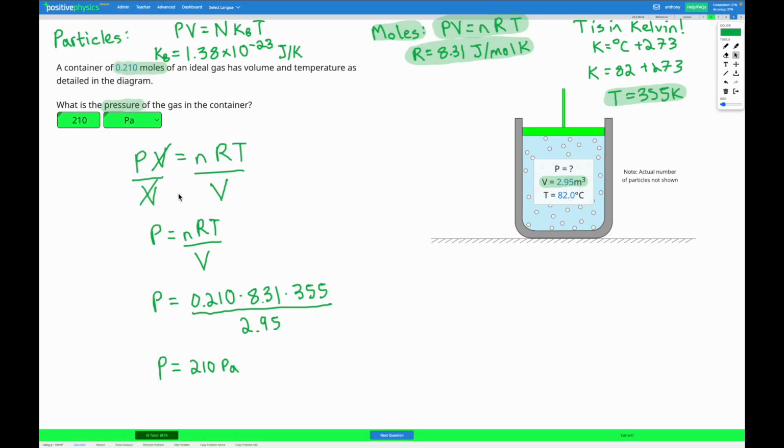So for these questions, your first step is to figure out if the question is about moles or particles. That will help you choose which of these two equations to use. Then that will help you decide which constant you're going to be using, the Boltzmann constant or the molar gas constant. Then you need to make sure your temperature is in Kelvin. If it's in degrees C, you're going to have to convert it into Kelvin first before you can use it in your equation. Then you'll rearrange your equation for your unknown variable, plug in your numbers, solve, and get your answer.